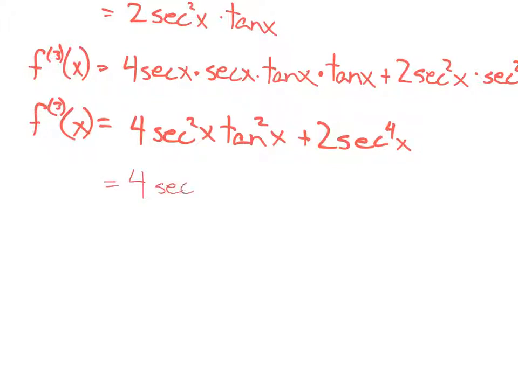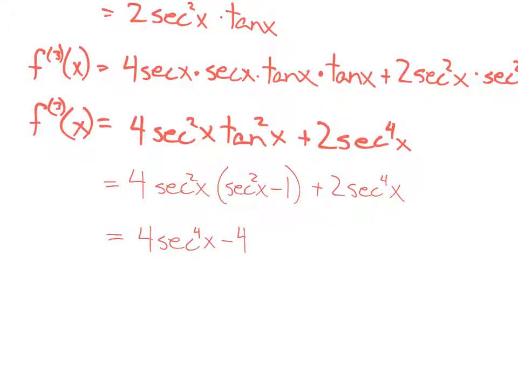4 secant squared x times secant squared x minus 1 plus 2 secant to the fourth x. And notice we have a 4 secant to the fourth, minus a 4 secant squared, plus a 2 secant to the fourth. So you see how I can actually simplify a little bit here? I've got now a 6 secant to the fourth x minus 4 secant squared x.